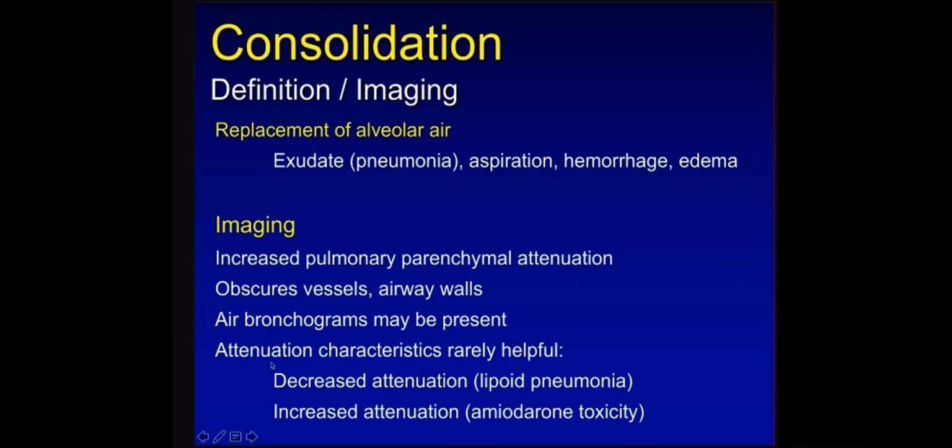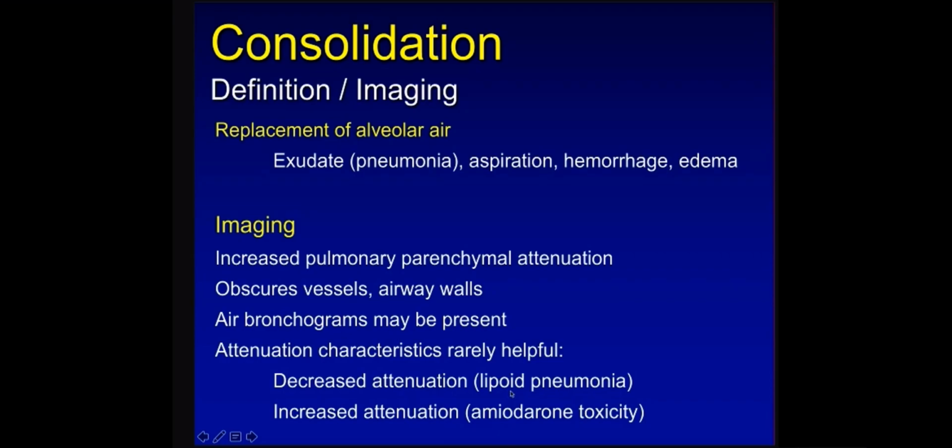A couple of entities can demonstrate the usefulness of paying close attention to attenuation. For instance, if you see an area of consolidation and then recognize low attenuation within that in the range of fat, then you are making the diagnosis of lipoid pneumonia.